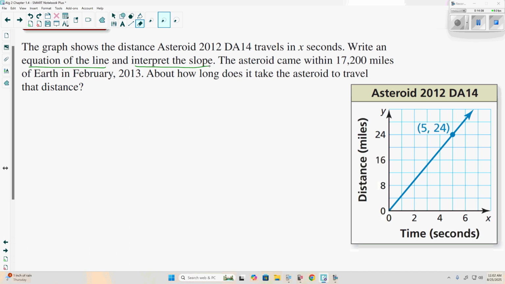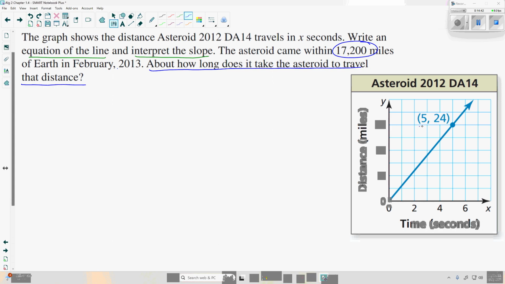The asteroid came within 17,200 miles of Earth in February 2013. About how long does it take the asteroid to travel that distance? Okay. And then once we get all that done, we want to know how long it takes the asteroid to travel 17,200 miles. So we need to find the equation of the line, interpret the slope, and then answer this question. So we're doing three things. Now they gave us this graph here to help us find the equation of the line, our slope.